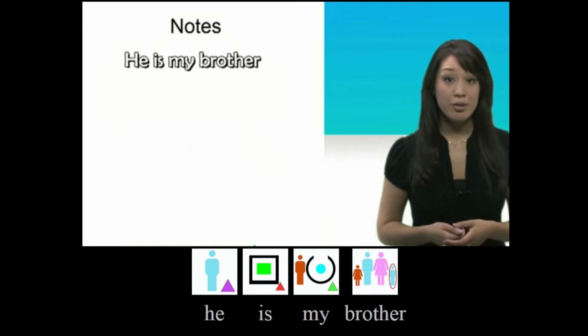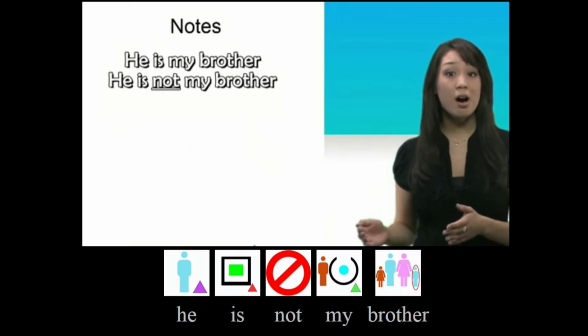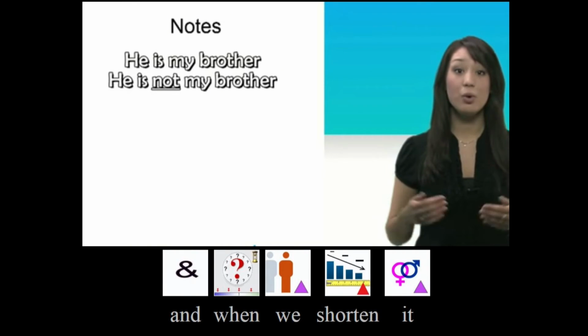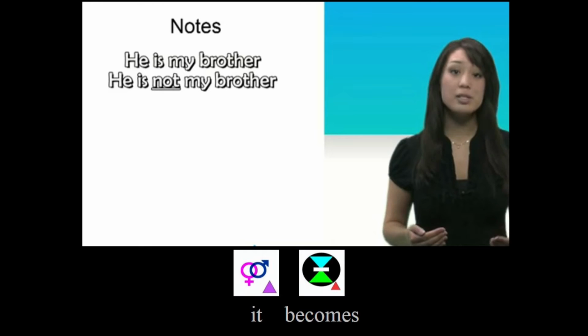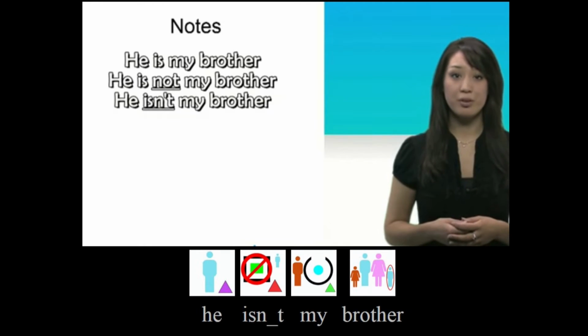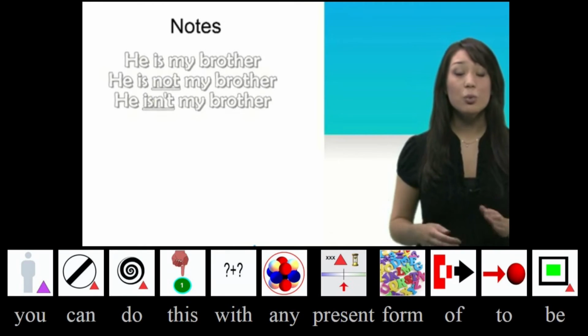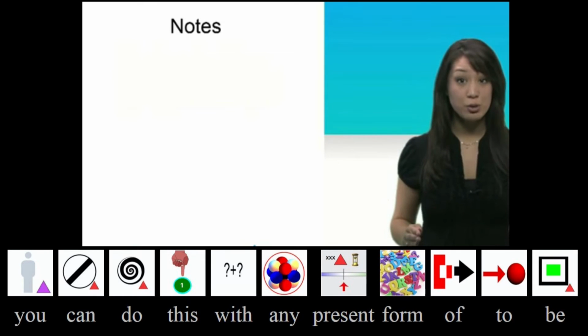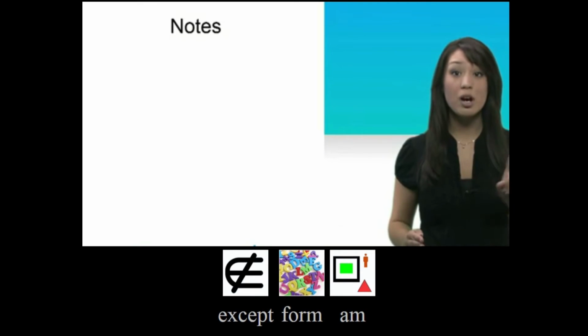Here's another example. He is my brother becomes he is not my brother. And when we shorten it, it becomes he isn't my brother. You can do this with any present form of to be except for am.